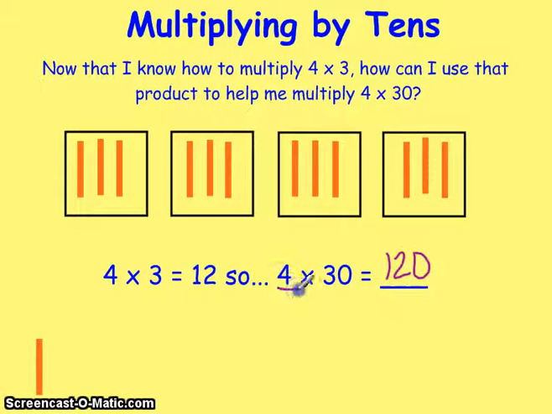When I multiply 4 times 30, I have the same digits as 4 times 3, but now I have a 0. So I also see the digits of 12 in 120. Again, I have the 0. I can use this pattern to help me multiply by any tens.